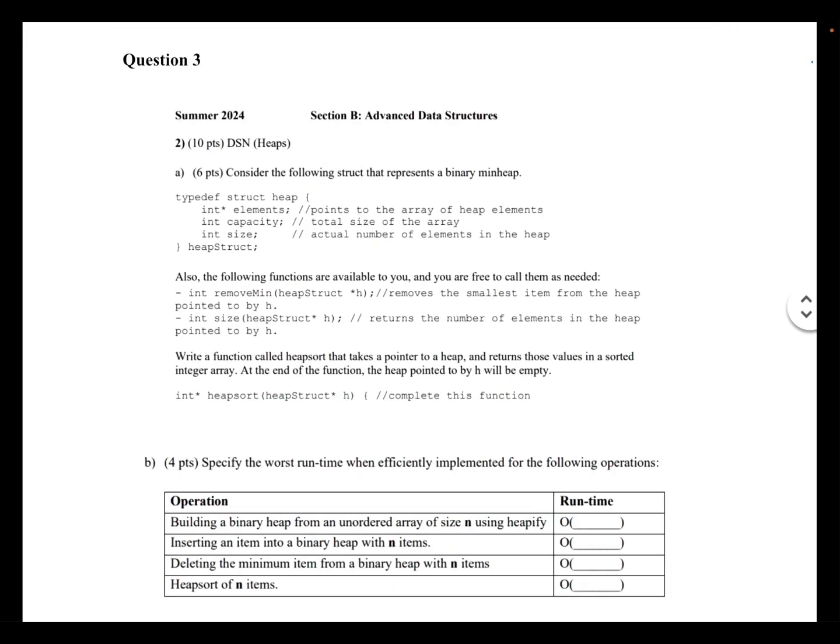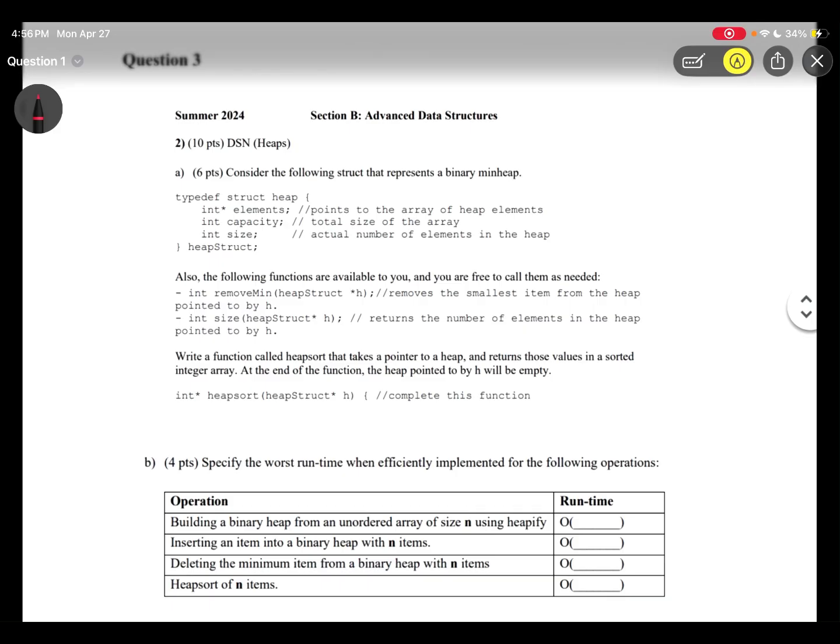Okay, so look, first of all, you need to understand what heapify is. Heapify is essentially a function that takes in an array in random order and then makes it into a valid min heap or a max heap, depending on how you have implemented the heapify function. So the question is asking about building a binary heap from an unordered array of size n. What is the time complexity for this? It is O of n. And the reason for this is, let me draw a small example.